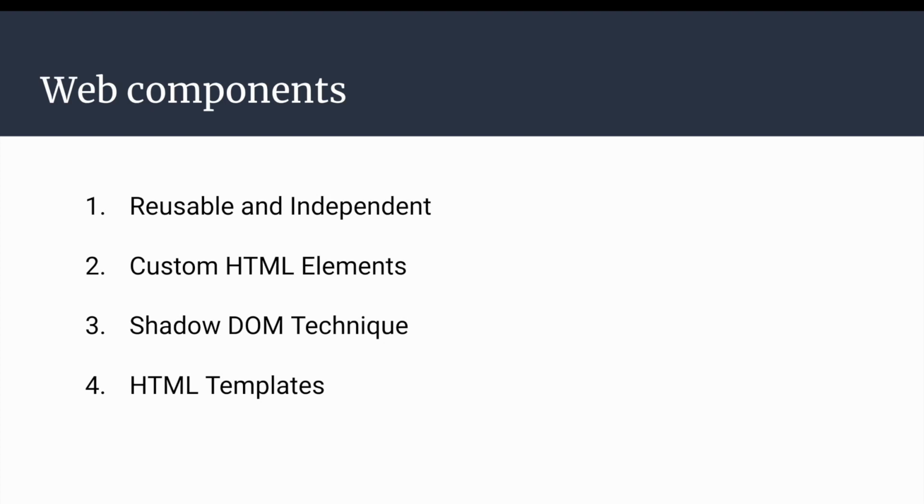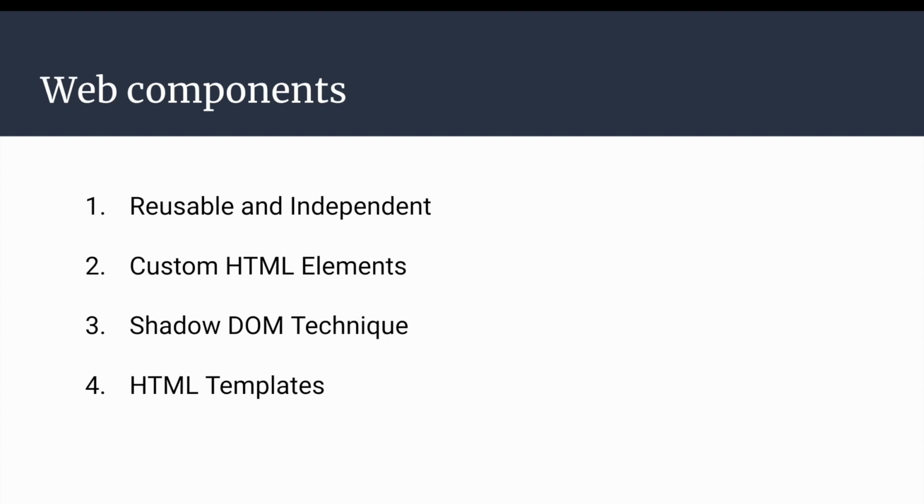To achieve this reusability and independence, JavaScript provides three techniques: custom HTML elements, the shadow DOM technique, and HTML templates. These are the three main features of a web component. So the first one is custom HTML elements. In JavaScript, we can create our custom HTML elements by using custom elements, which means creating your own HTML element or a custom element, and that can be reused with some set of functionalities.